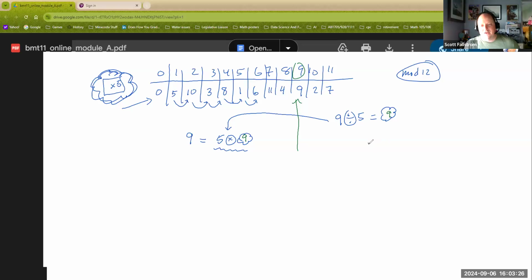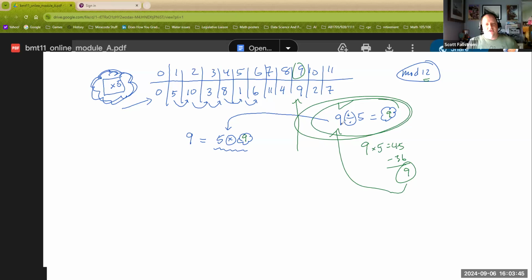So the answer to the division problem is 9. 9 times 5, you can check it. 9 times 5 is 45. I take off some 12s. So I take off, what, 36, because that's 3 12s. It leaves me with 9, and that is the answer I wanted. Okay. But if you were doing this division problem, then you would have to have this table with you all the time. And mathematicians, like myself, don't find that to be particularly useful.